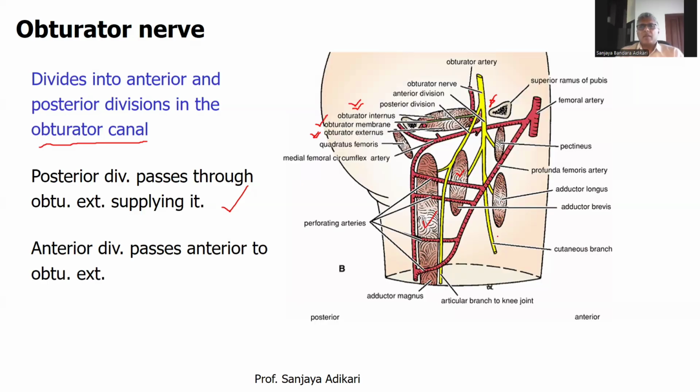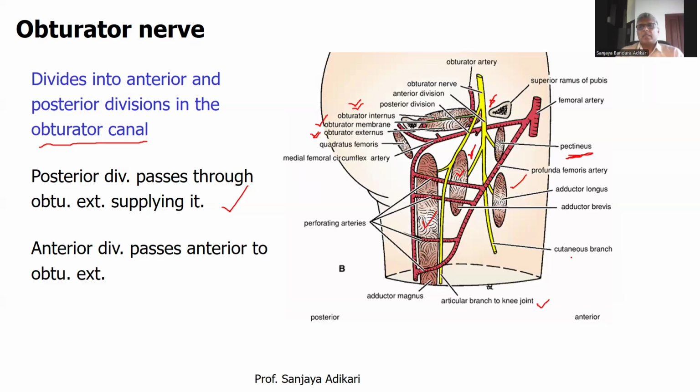The anterior division, on the other hand, there's another point. The posterior division gives a sensory supply to the knee joint also. So if someone says the knee joint is supplied by the obturator nerve, yes, the posterior division supplies it. Then the anterior division of the obturator nerve may or may not supply the pectineus muscle. It will supply the adductor longus and adductor brevis muscles.